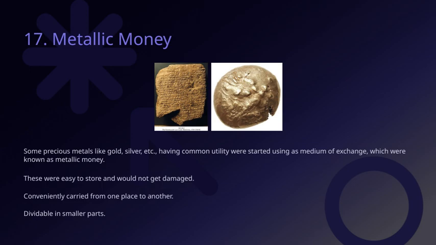Some precious metals, like gold and silver, which also had common utility, started being used as a medium of exchange. This means they became a standard way for people to trade and settle transactions. These are what we call metallic money. So, in essence, metallic money played a crucial role in the evolution of our financial systems, making trade smoother and more reliable. It's a key step in how we moved from barter to more advanced forms of currency.